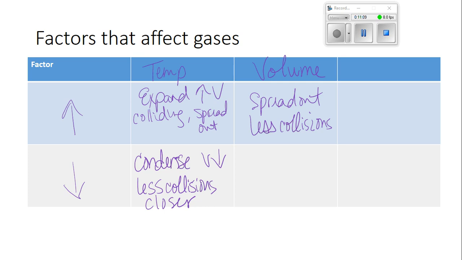I could also think of my air balloon if my volume is smaller. Again, I don't want to change the number of gas particles, but now they're in a smaller space. So now they are much closer together. And if I have that same number of particles in a smaller volume, they are going to have more collisions.